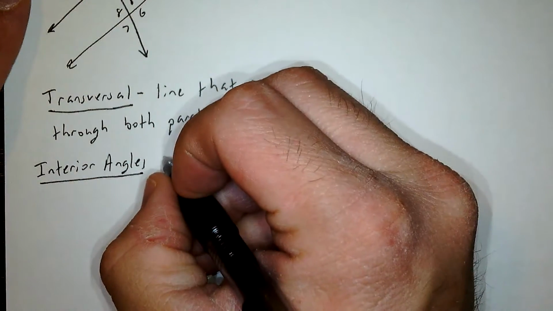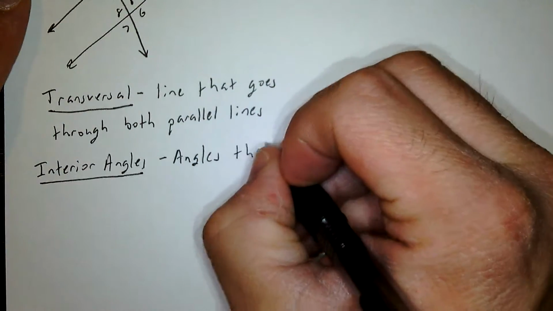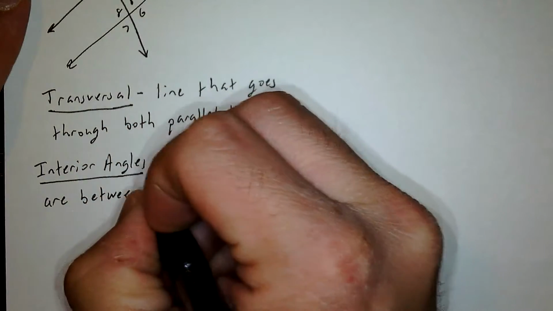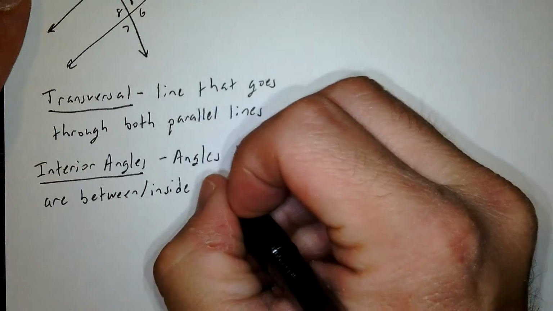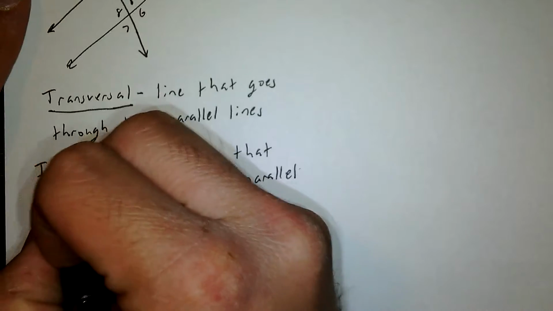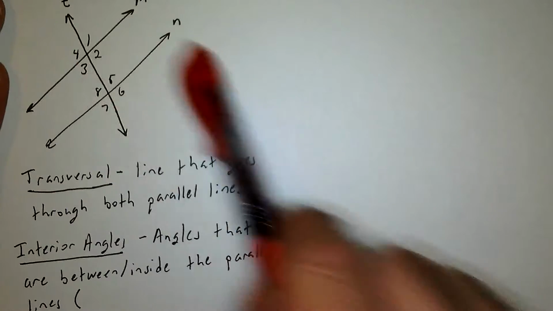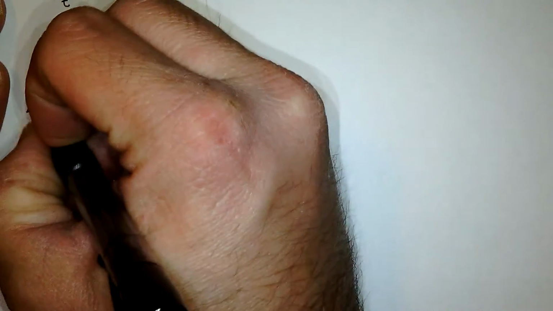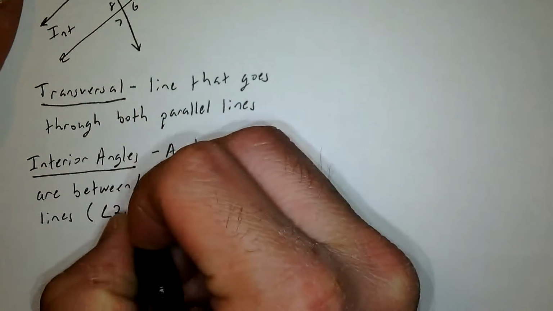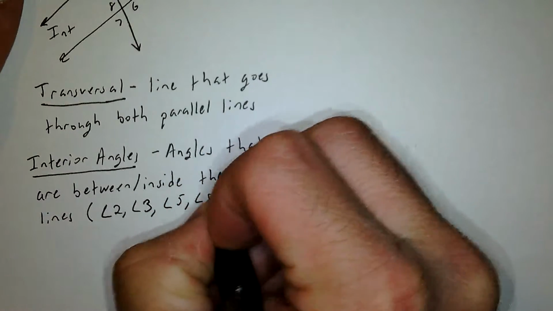Interior angles are angles that are between or inside the parallel lines. So in this case, all my interior angles would be right here. So 2, 3, 5, and 8 would be considered interior. Angle 2, angle 3, angle 5, and angle 8 would be considered interior.